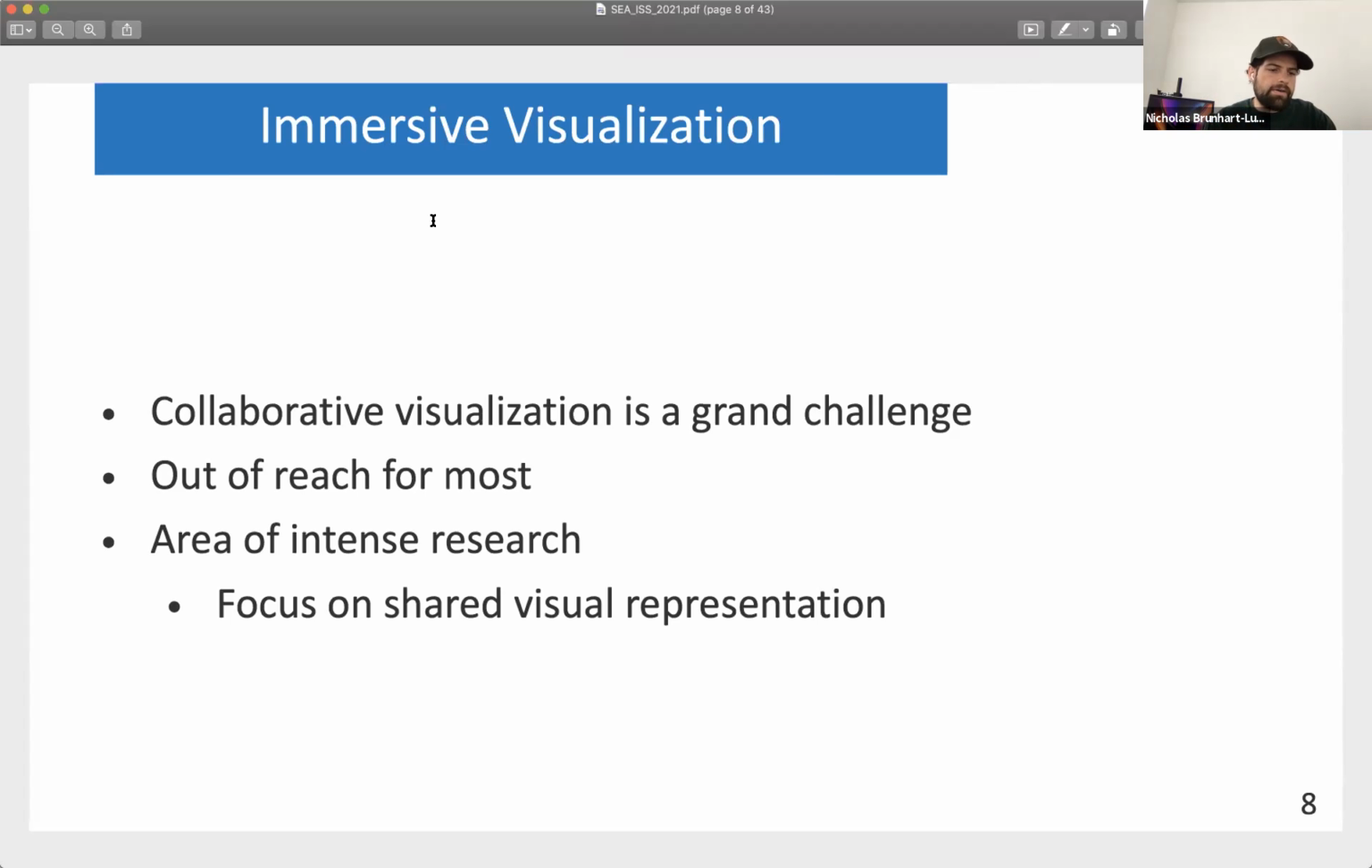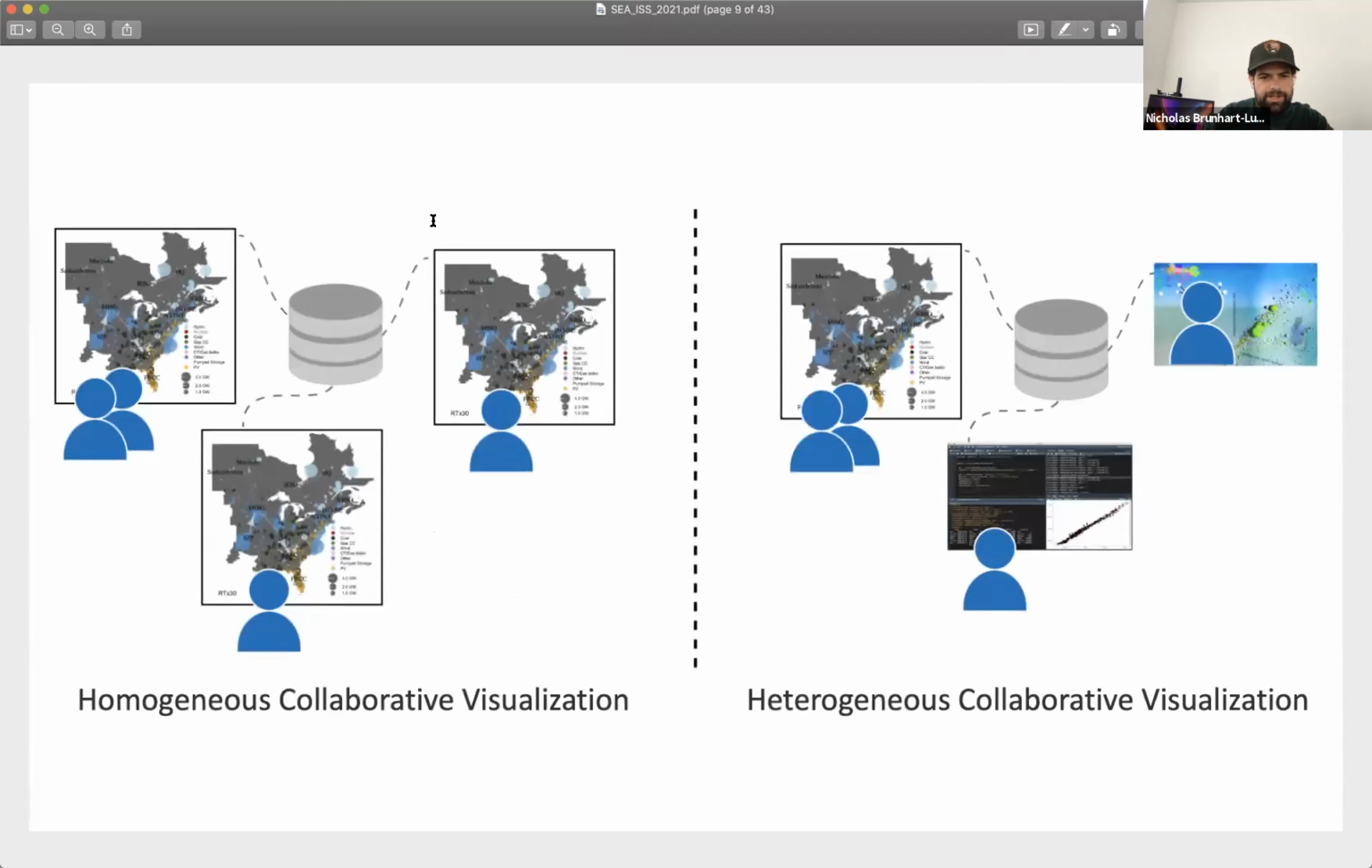There is a strong focus on shared visual imagery. Now, what do I mean by shared imagery? In this context, we're talking about all the users of a collaborative system seeing the same visual representation of the data. So that's what we're seeing here on the left side of the figure.